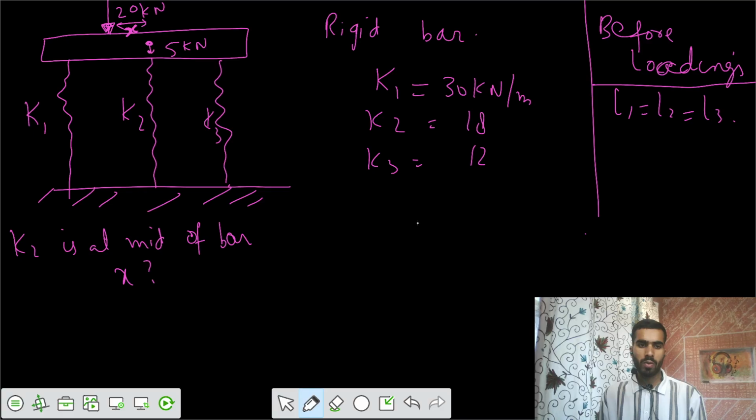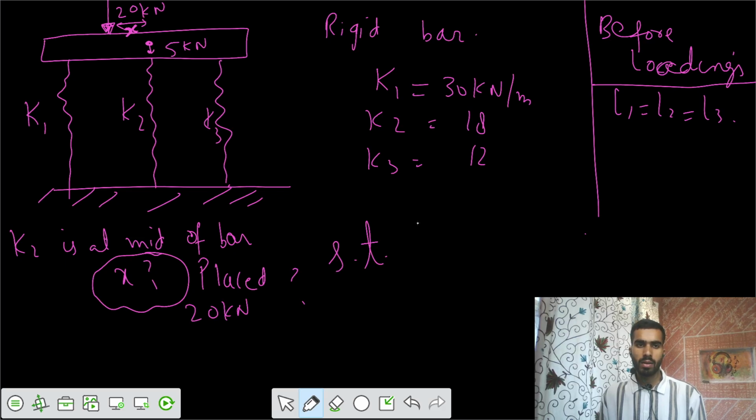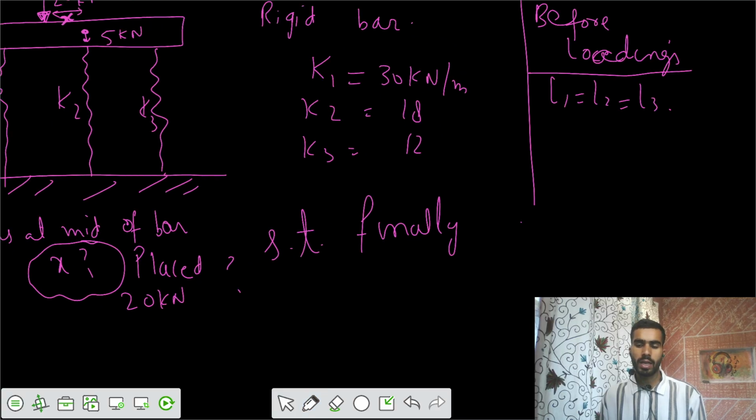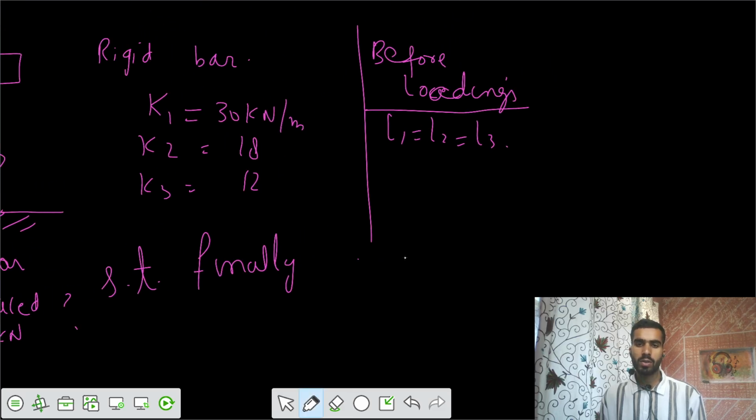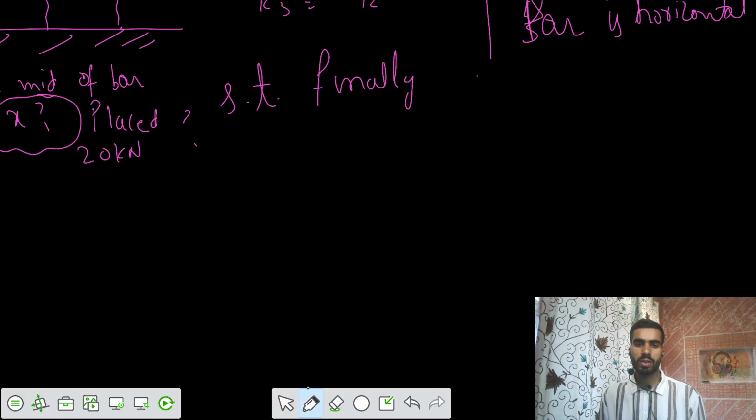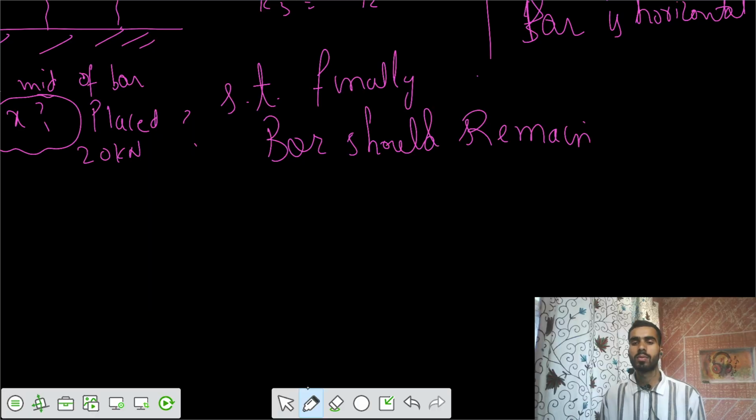So you need to get the value of this x, where this 20 kilonewton load should be placed, such that finally, again, before the loading, L1, L2, L3 were the same. That means the bar was horizontal initially, and finally also we say the bar should remain horizontal. For that condition you need to get the value of x.